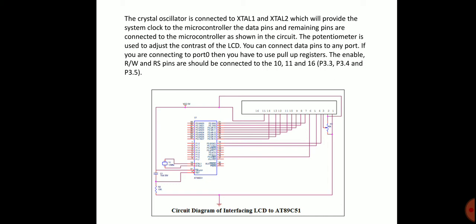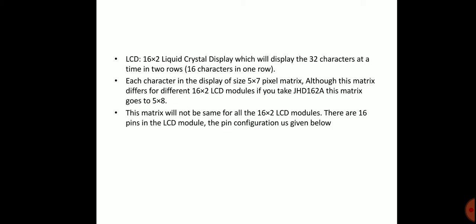This is the circuit diagram of interfacing the LCD to the AT89C51 microcontroller family. The LCD is a 16x2 liquid crystal display which displays 32 characters at a time in 2 rows, that is, 16 characters in 1 row. Each character in the display is of size 5x7 pixel matrix. Although this matrix differs between 16x2 LCD modules, if you take the JHD162A, the matrix is 5x8.